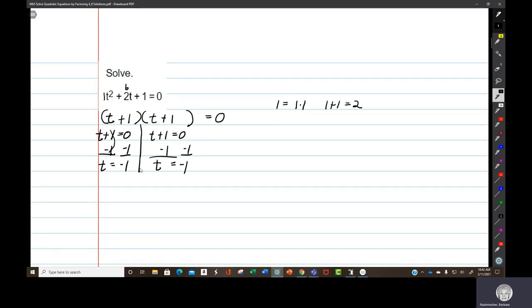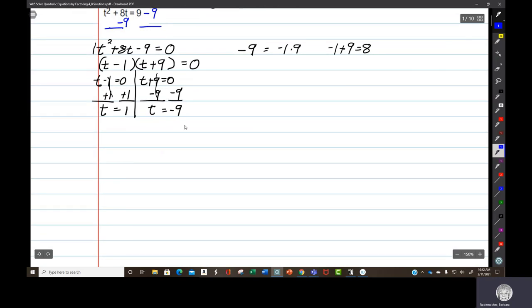T equals negative 1. So in the answer box in my math lab, back here in the first problem, I would have written negative 9 comma 1. Or 1 comma negative 9. My math lab will accept both. Don't put parentheses around them though. All you're doing is you're listing your solutions.